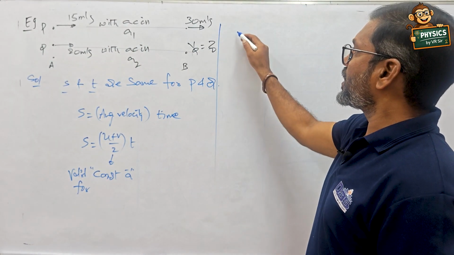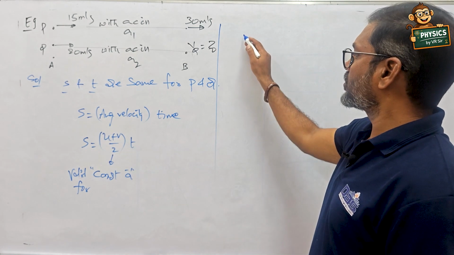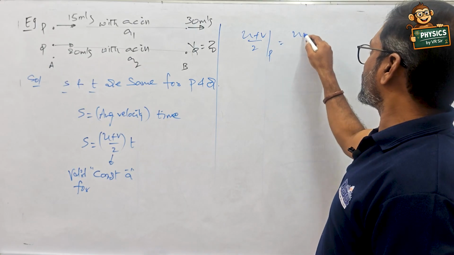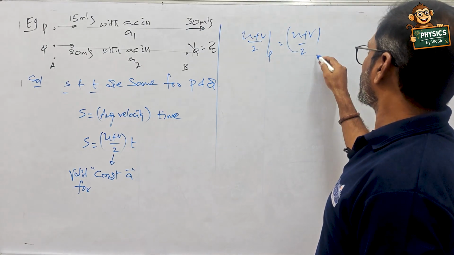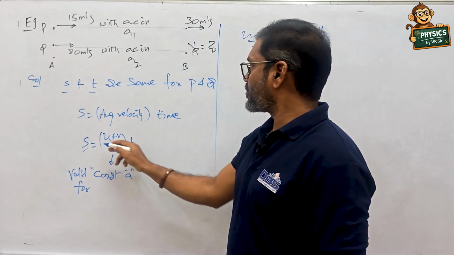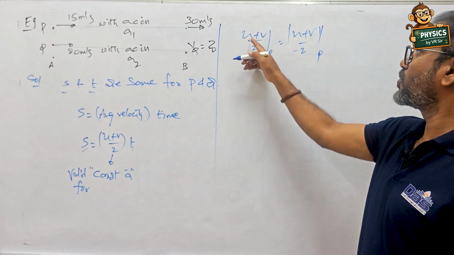Now for P I am writing, so S and T are the same, isn't it? Therefore, U plus V by 2 for P is equivalent to U plus V by 2 for Q. Why? Because displacement is S and T, both are the same for P and Q, therefore their average speeds are also equal.